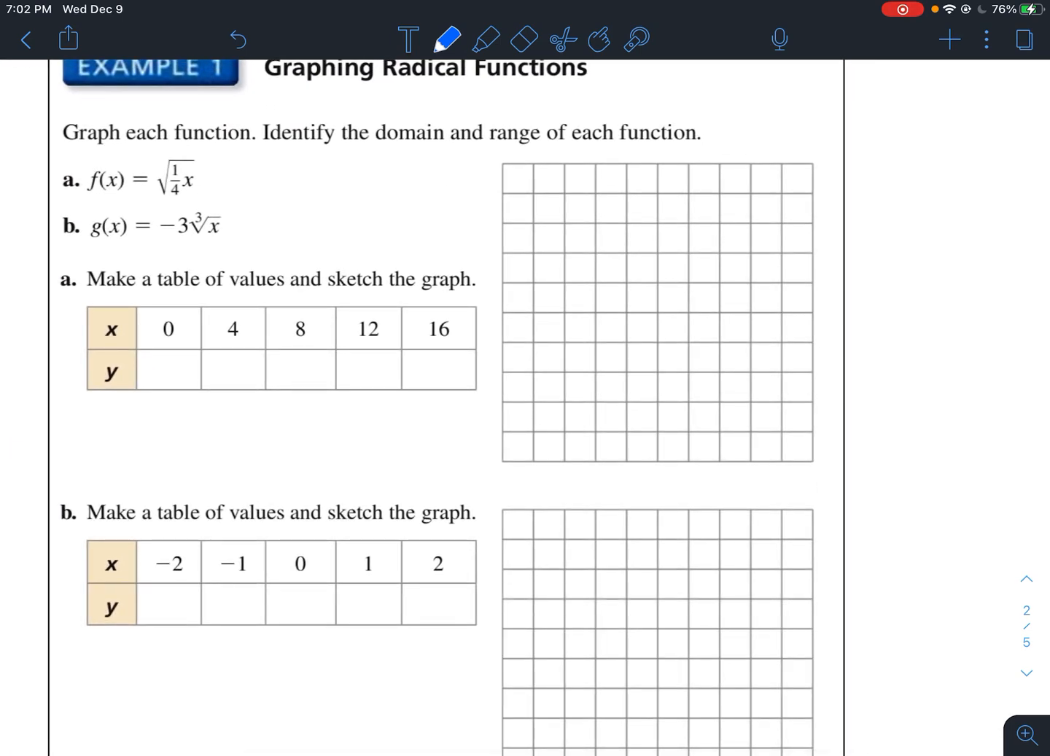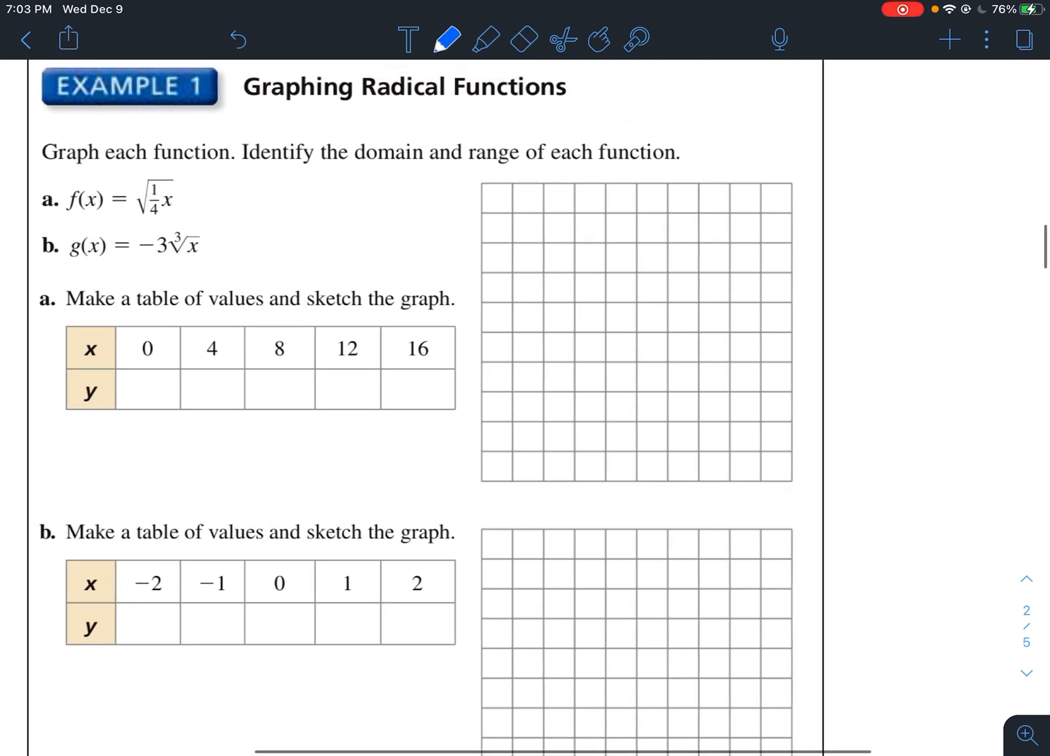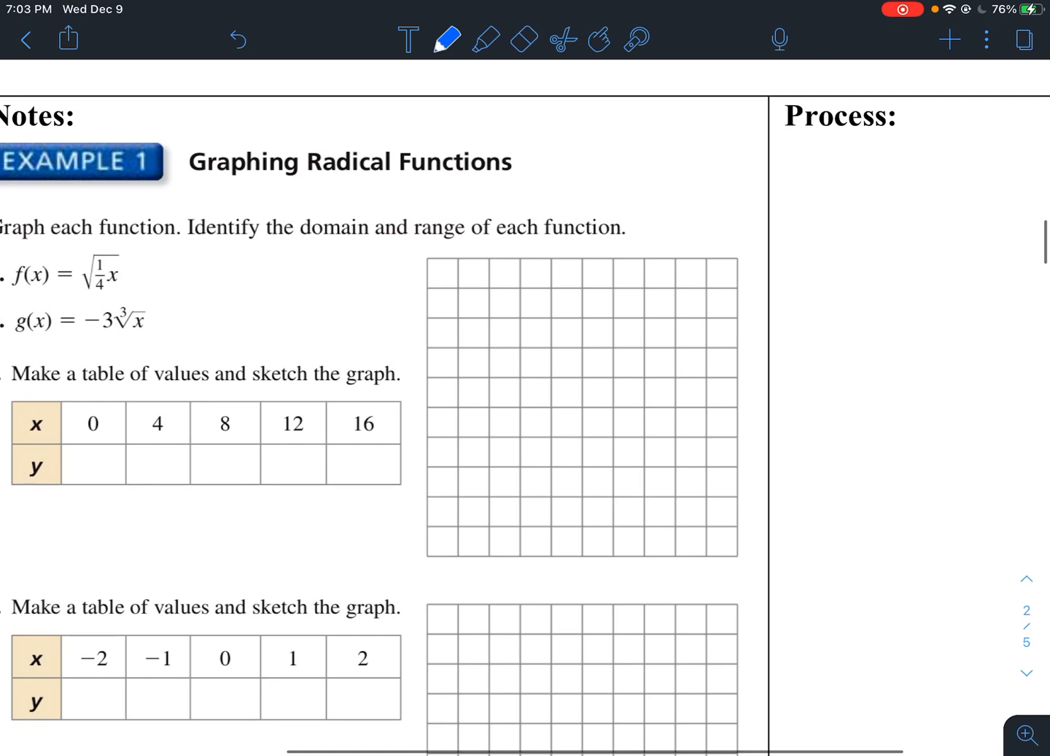So here are some examples, so we'll go over some examples. For a and b, it wants us to graph these functions right here by using a table and then graphing. So we can go ahead and do that. We'll use our table and make some inputs and outputs, okay?